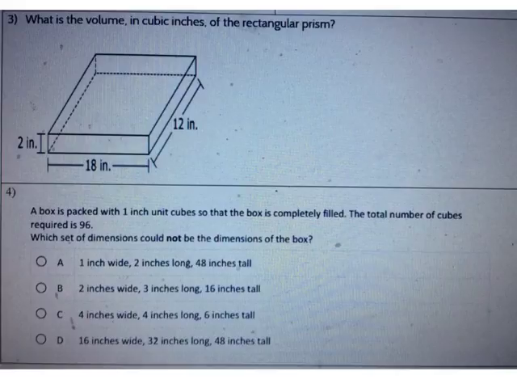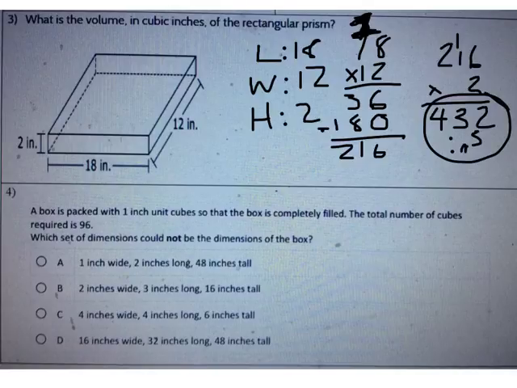Let's try another. What is the volume in cubic inches of the rectangular prism? Go ahead and find that volume now. The answer is 432 inches cubed. Now try the last practice problem. A box is packed with 1-inch unit cubes so that the box is completely full. The total number of cubes required is 96.